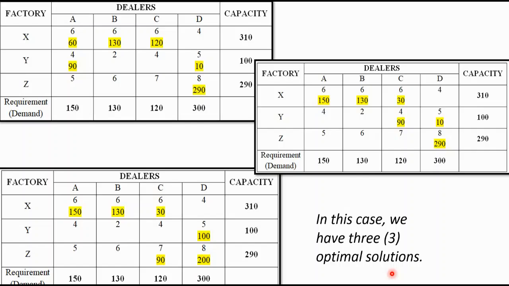So in this particular problem, we can say that there are three optimal solutions for this particular example. This is as shown on the screen here. So whether you follow this solution or the second solution or this third solution, it will still give us the same total profit in return whenever Factory X would deliver such deliverables to dealer A, to dealer B, and so on and so forth.